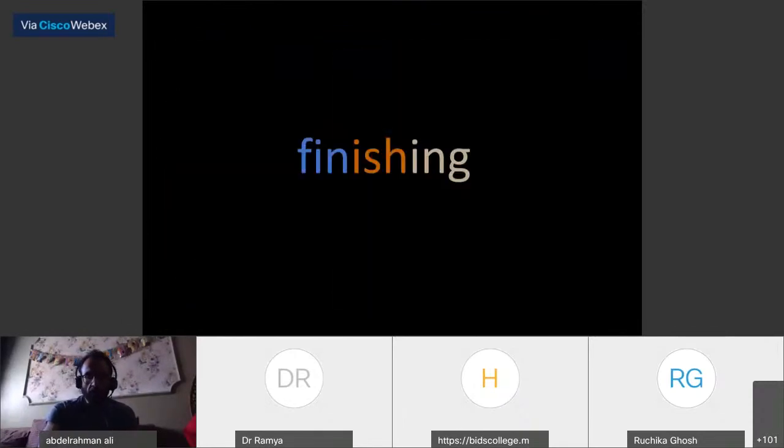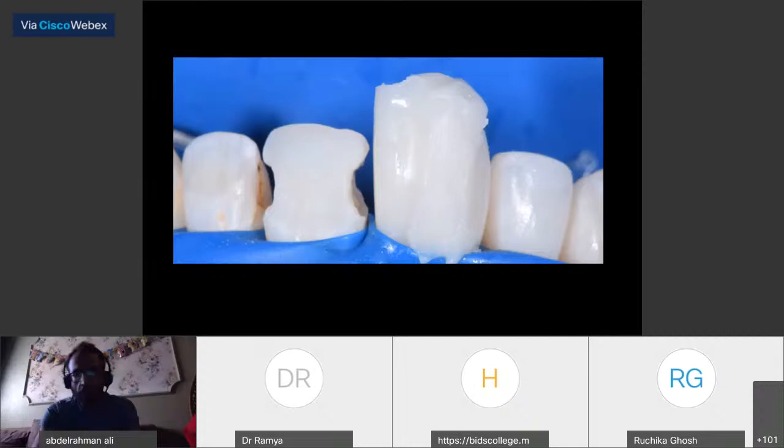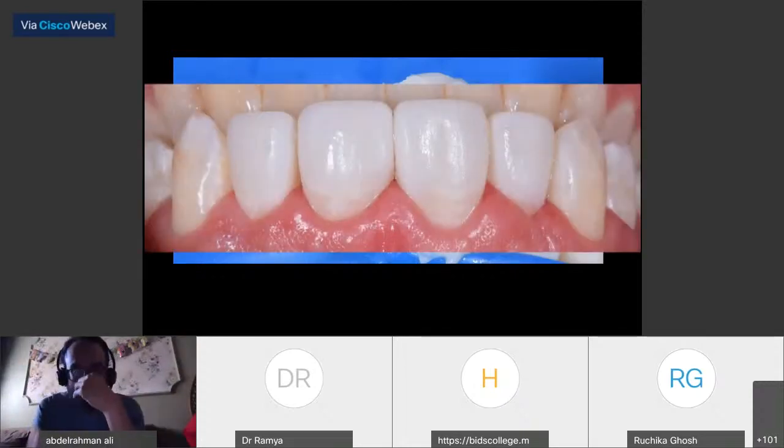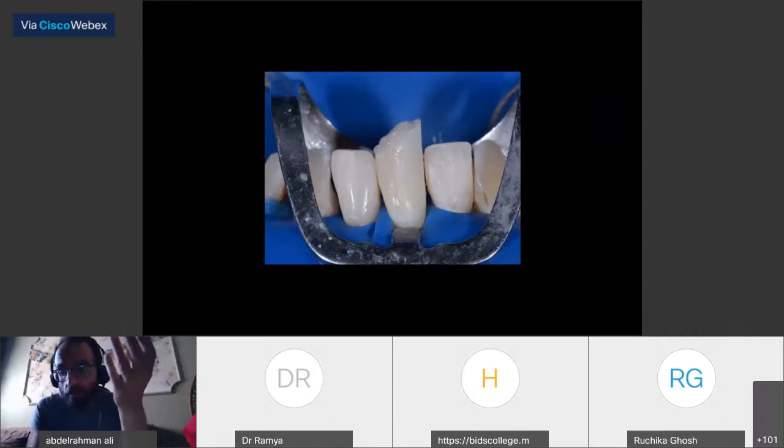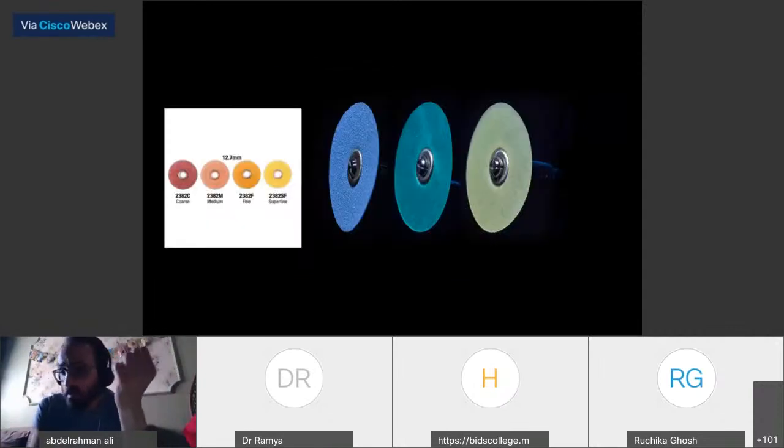So how to do the finishing? How to go from here to there? You have to use discs. I'm using 3M discs. To be honest, this is the best disc on the market. Maybe Kerr is also okay. From my experience, 3M and Kerr. I don't know any other companies. I have no experience with other companies.